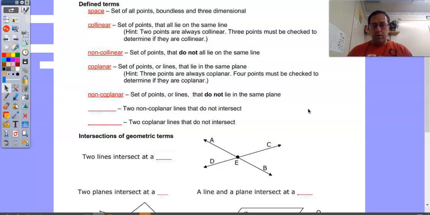Now, if you have 2 non-coplanar lines that do not intersect, so I've got these 2 lines. Notice right now they're coplanar, right? I could put a piece of paper on them. What if I turn it like this? Right? They're non-coplanar, they don't intersect. Those are called skew lines.